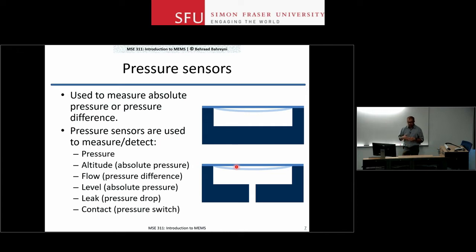You can measure contact. A lot of the capacitive touch sensors, you can think about them as essentially pressure sensors, right? So they're measuring pressure, and that pressure, for example, can be used to read the fingerprint on your fingers.